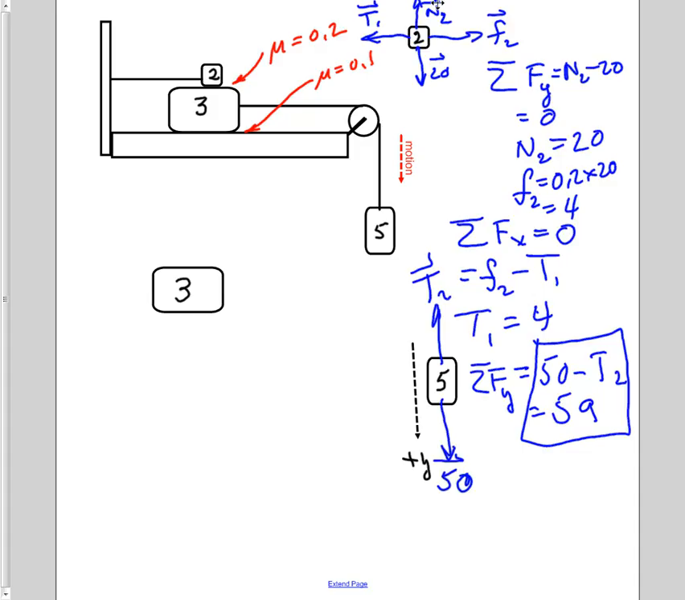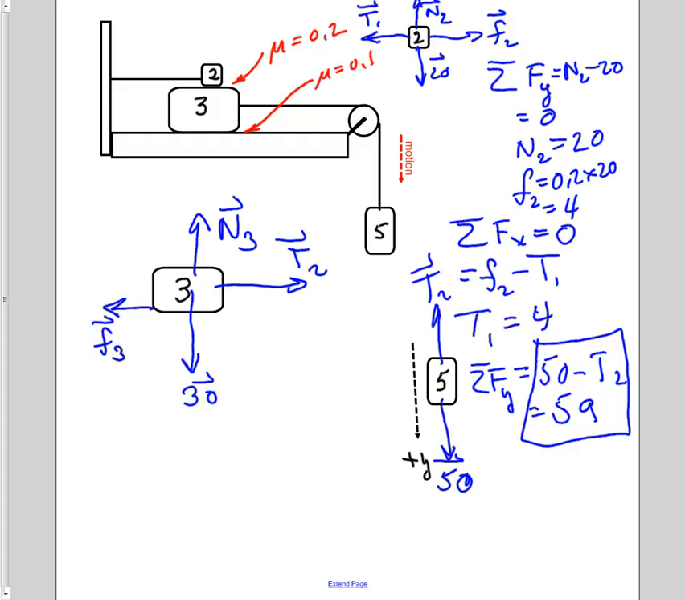So we have the 3 kilogram object. Forces on it are its own weight, 30 newtons. Then there's a normal force on it, which I should call maybe N3. There is the tension T2, which points this way. There is a force which I should call maybe F3, which points this way. And F3 is the frictional force that the table exerts on the 3 kilogram object.